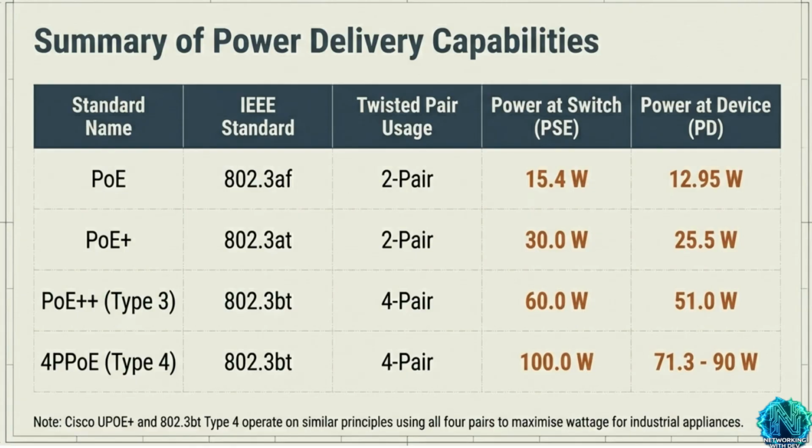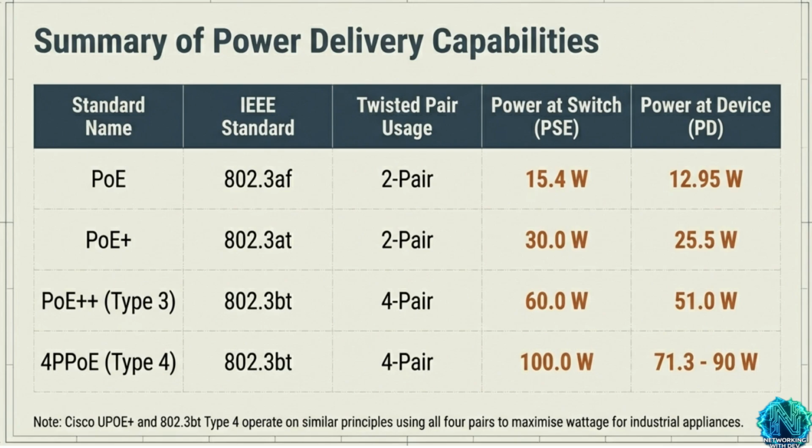This table represents the final cheat sheet for your power budget planning. Notice the evolution in twisted pair usage. Our legacy PoE 802.3AF and PoE Plus 802.3AT standards only utilize 2 pairs of the cable, delivering a maximum of 30 watts from the switch. But once we move into the 802.3BT era, our PoE++ and Type 4 standards, we shift to 4-pair usage. This allows us to jump from 60 watts all the way to 100 watts at the source.